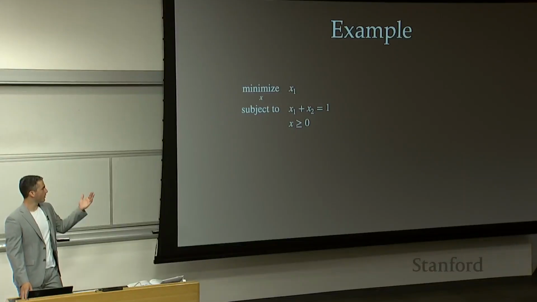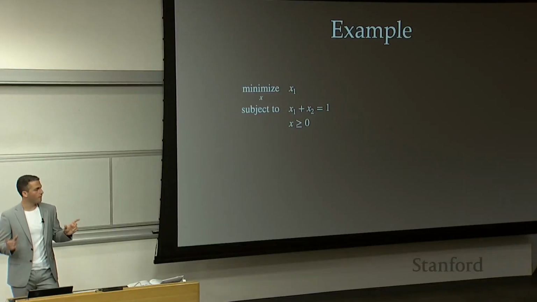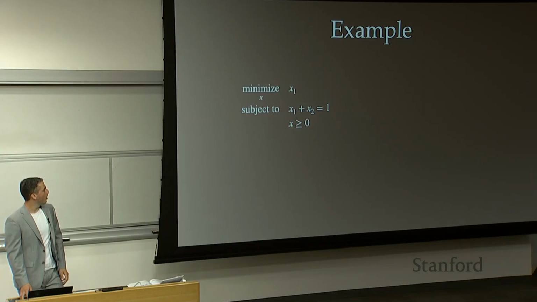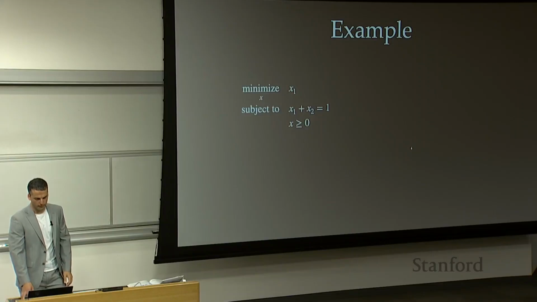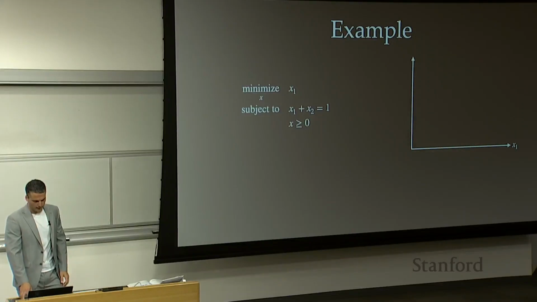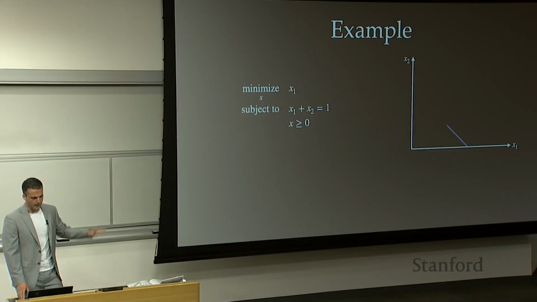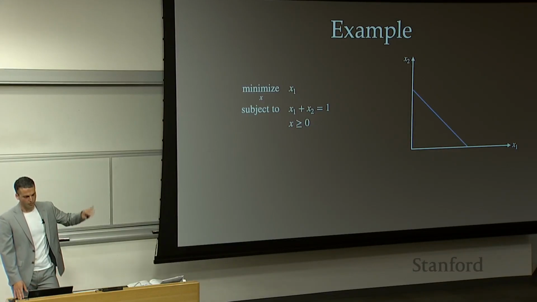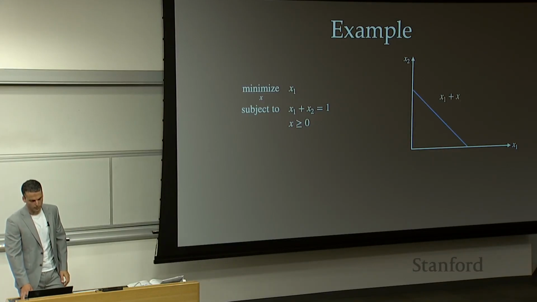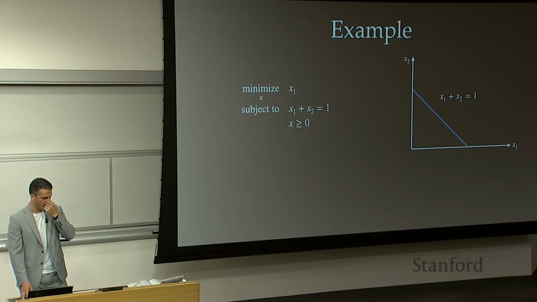If we have this simple example with two variables, x1 and x2, we want to minimize x1 subject to the constraint x1 plus x2 equal to 1. What that looks like visually in this x1, x2 space is a single equality constraint. So we know that the optimal solution has to lie somewhere along this line, x1 plus x2 equal to 1.